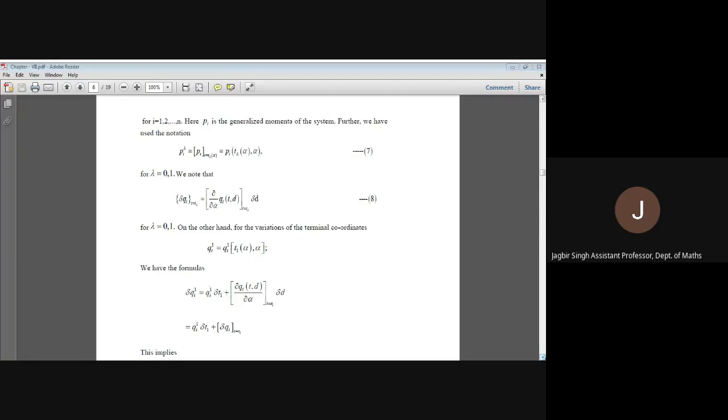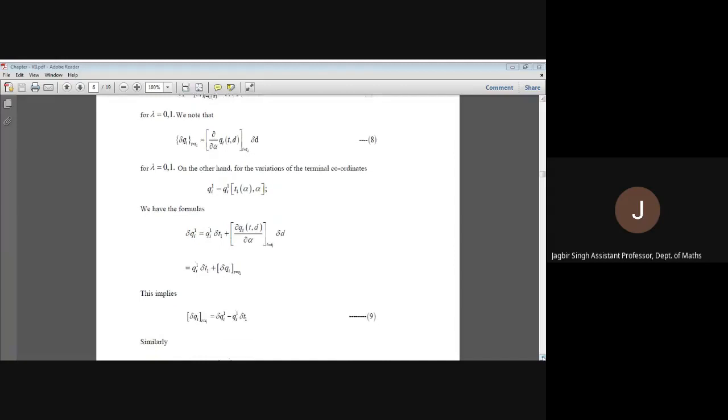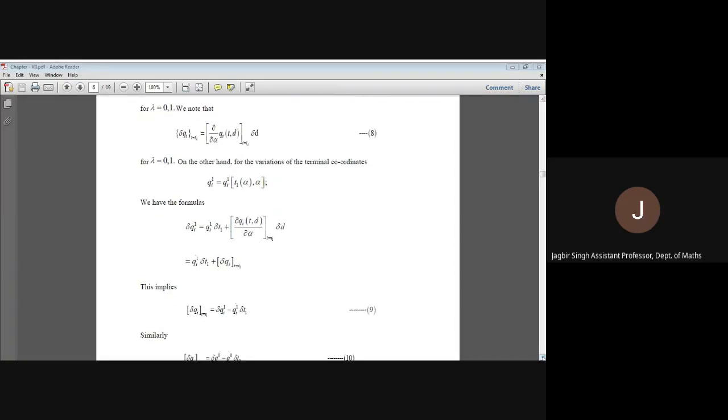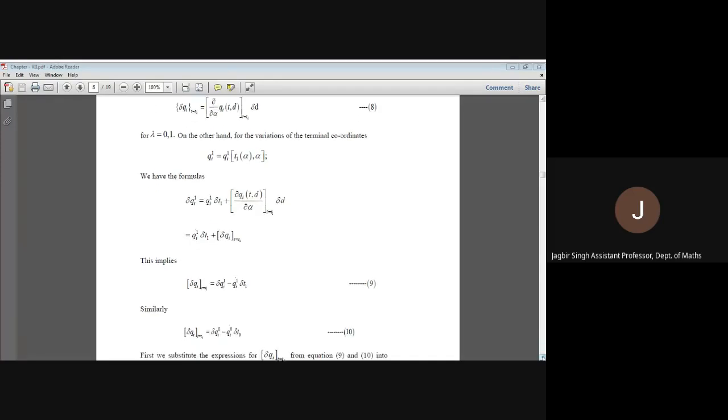So from equation number 8 on the right hand side we are having the similar thing. So it is del Qi at T equal to T lambda, replace that value here. So it will be Qi1 dot delta T1 plus del Qi at T is equal to T1, which implies del Qi at T is equal to T1 will be equal to del Qi1 minus Qi1 dot del T1. Similarly, del Qi at T is equal to T naught will be equal to del Qi naught minus Qi naught dot del T naught.